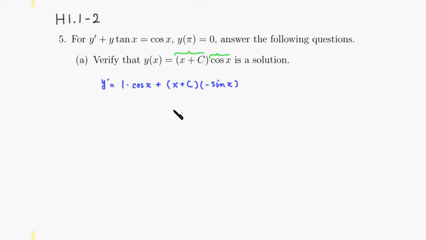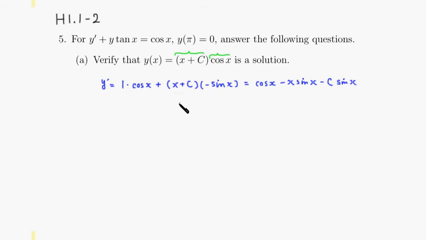Alright, let's clean that up a little bit. This is just going to be cosine of x, then I'm going to write it as negative x sine of x, then c times negative sine of x, so it's a negative c sine of x.